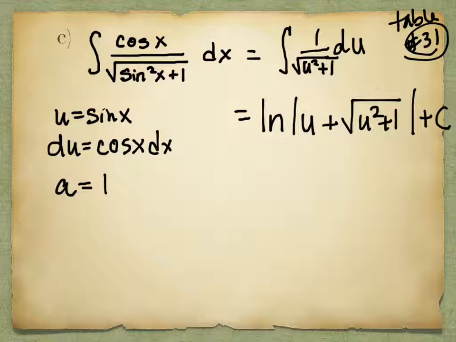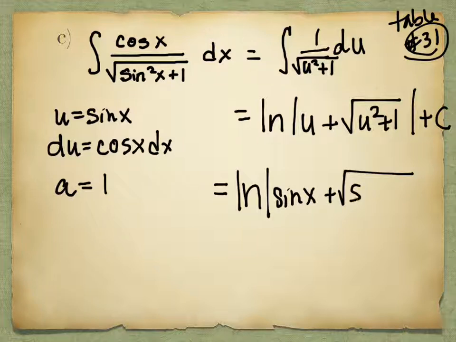And then, of course, I need to put my u back in, right? Sorry, guys. I don't like using this because I disconnect it too frequently. And so then u is sine x. So this is the natural log of the absolute value of sine of x plus the square root of sine squared of x plus 1, and then plus c.